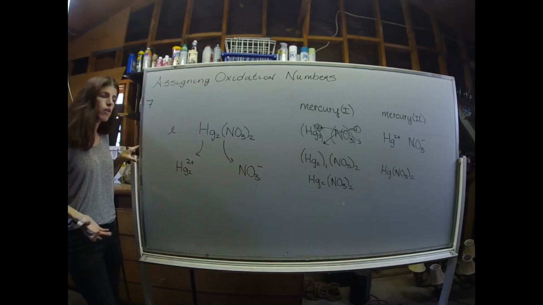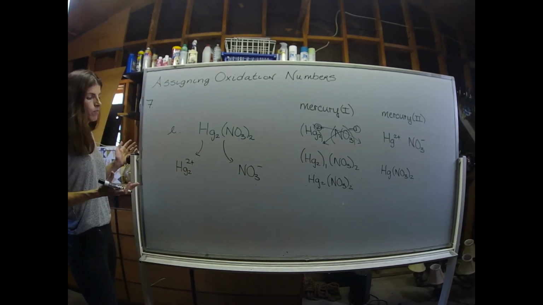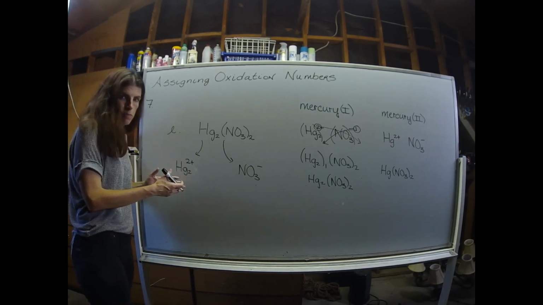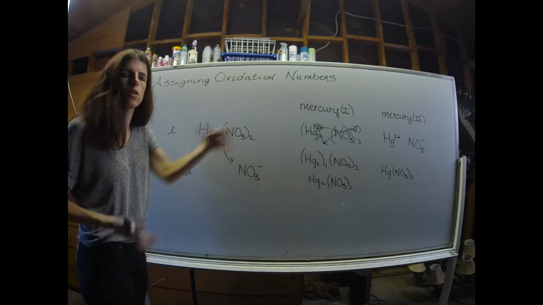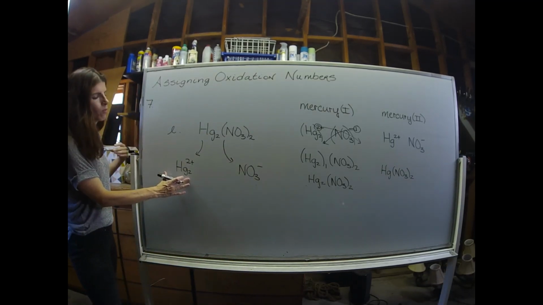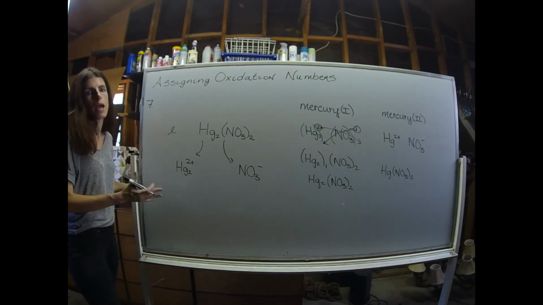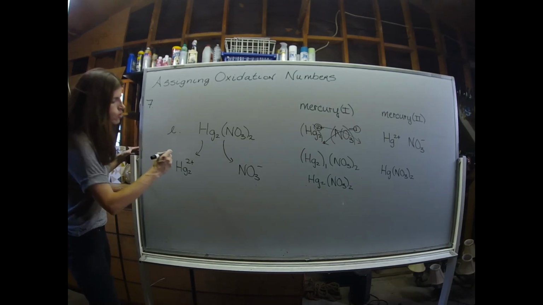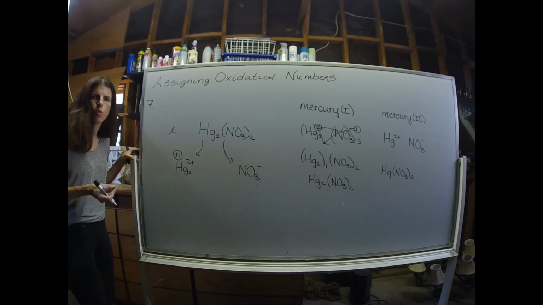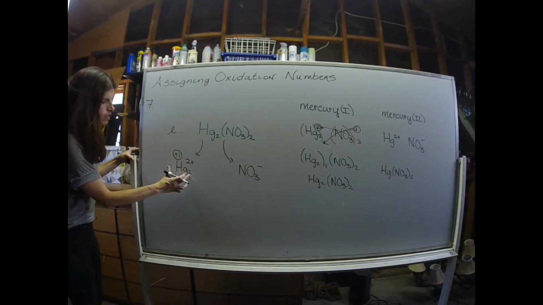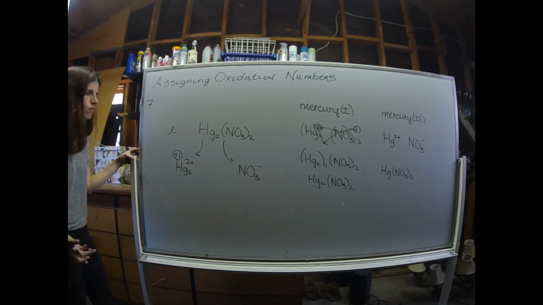So you may have been wondering, why is mercury with a subscript of 2 and a charge of 2+ known as mercury 1? Well, here's your answer. We have 2 mercuries, and they're sharing that +2 charge. So individually, they each have oxidation numbers of +1. +1 times 2 is going to give me my +2.